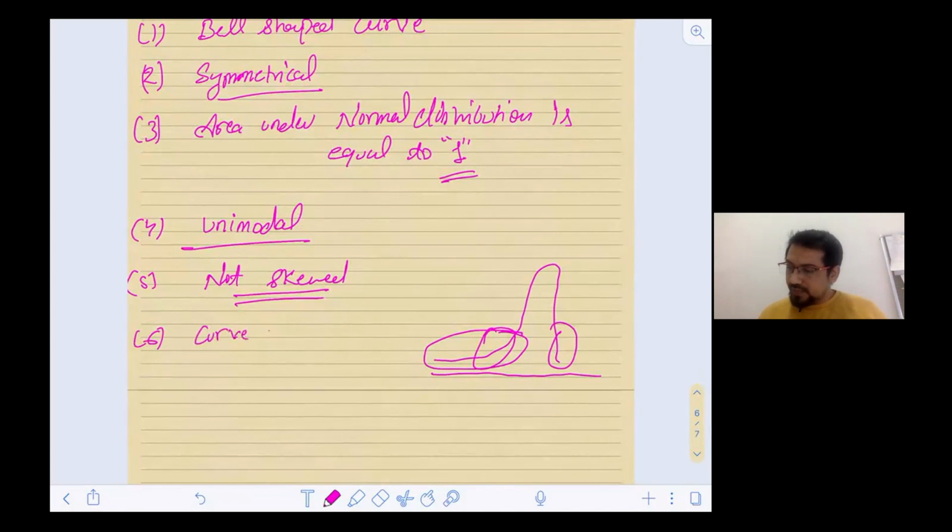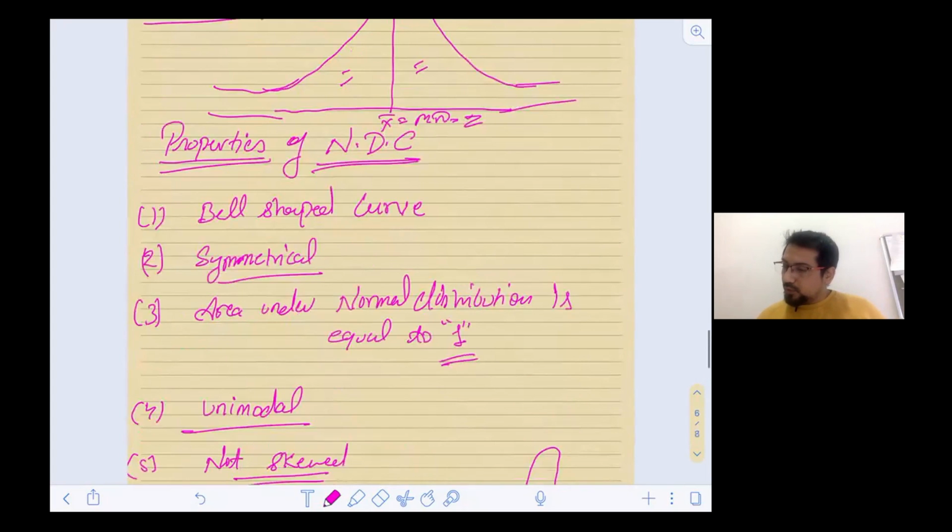One more that I want to say is that the curve never touches the x-axis. Sorry, let me write it down again. Let me check the time. Okay, x-axis. Very quickly, we're going to finish. Okay, now very quickly, look.